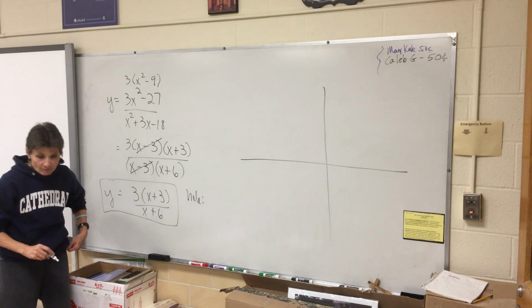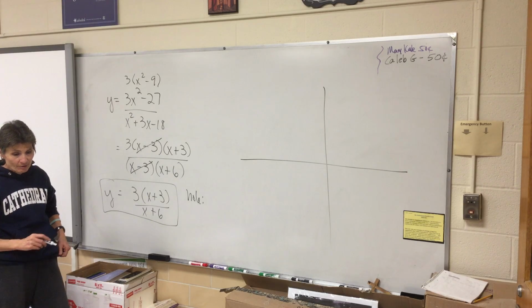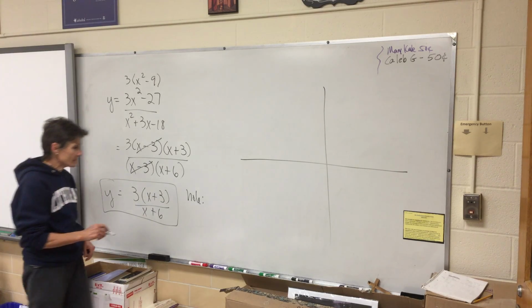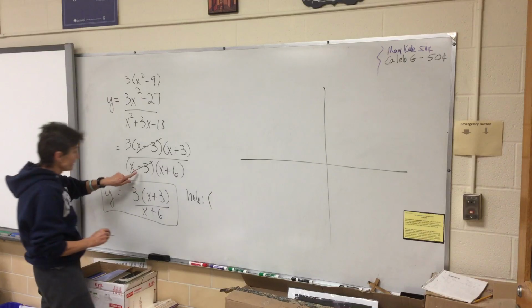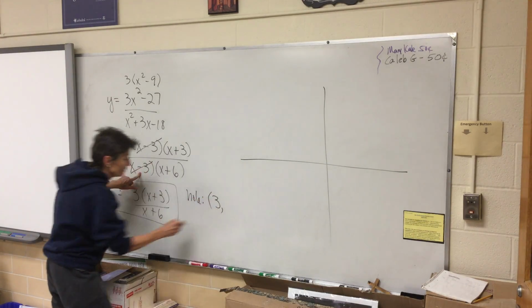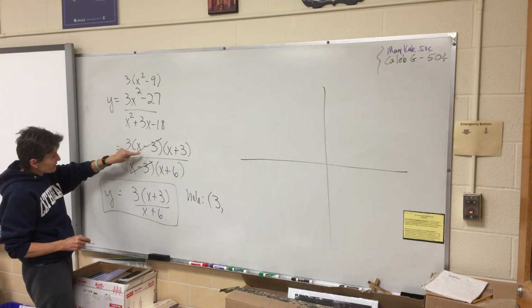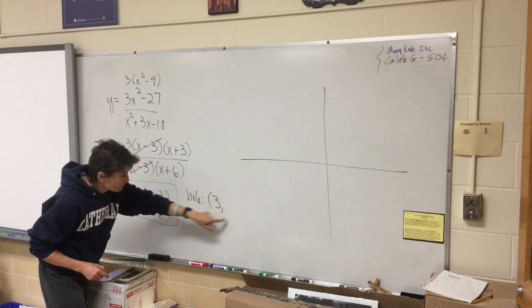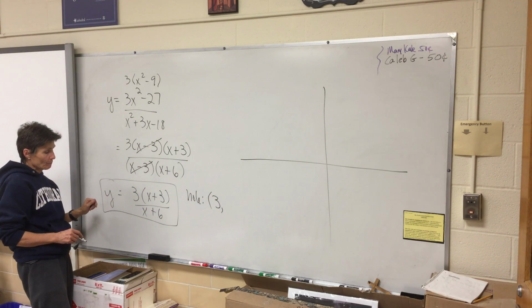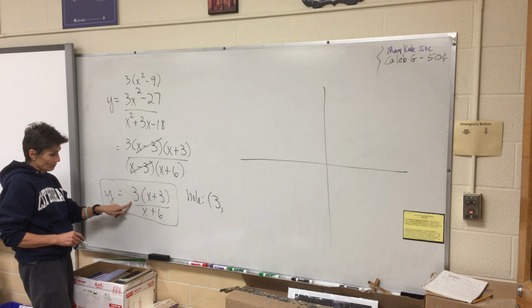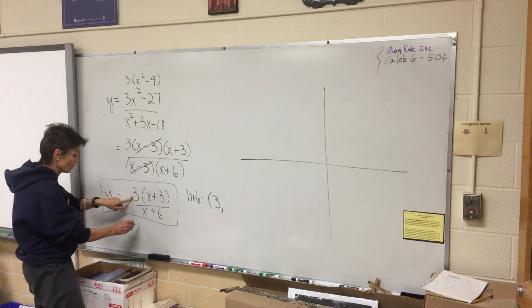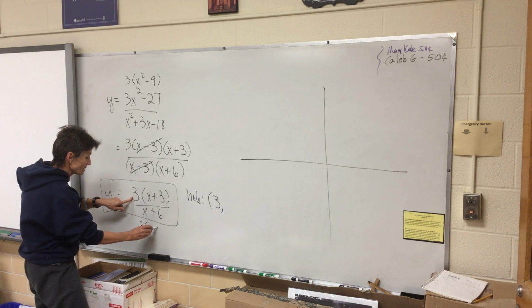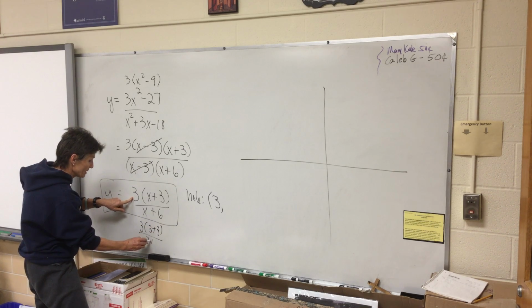and if you have the quiz in front of you, you see there are blanks there. You're going to fill in where the hole is. The hole is at the point 3, comma. It's at 3 because that's what we canceled out, right? And then how do we find the rest of the point? Plug it right back in here. Right. So 3, then 3 plus 3, and 3 plus 6.